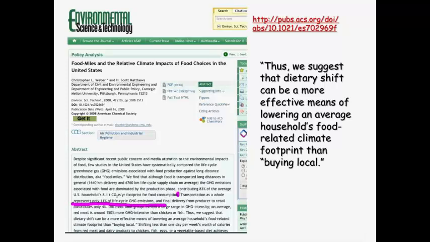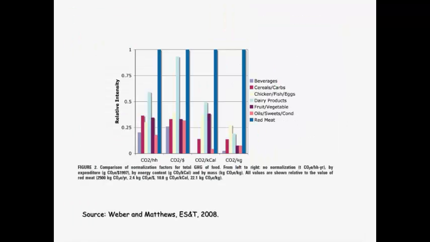And the authors make it clear that they don't want to make it one or the other. It's not like, oh, okay, so I'll switch from eating beef to eating chicken, and I don't need to buy anything local. In fact, there are many important aspects to buying local food, but I just want to show you the first and maybe the most important finding.